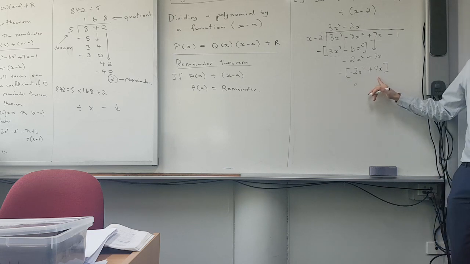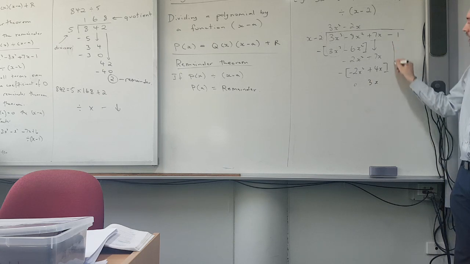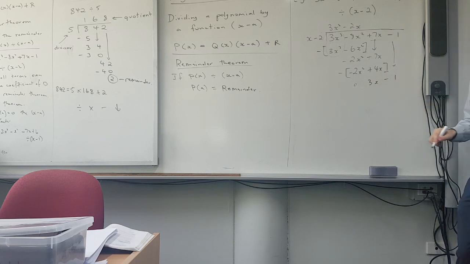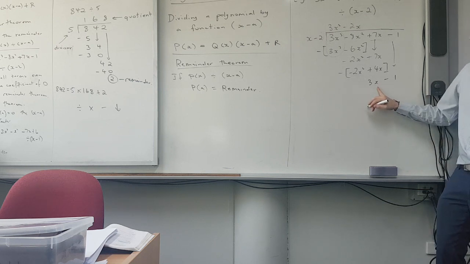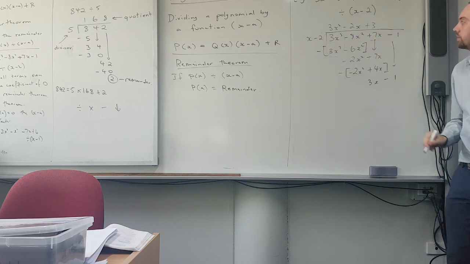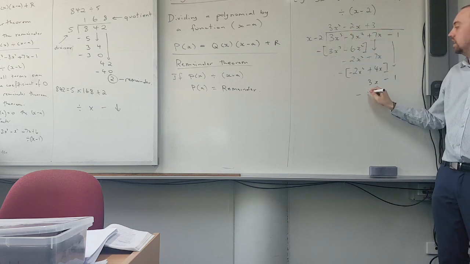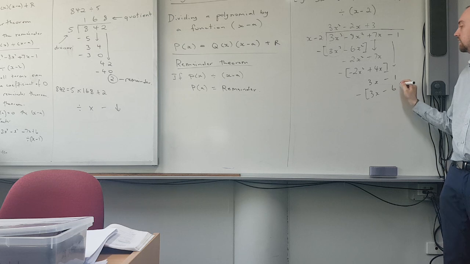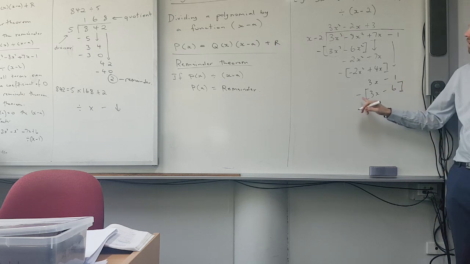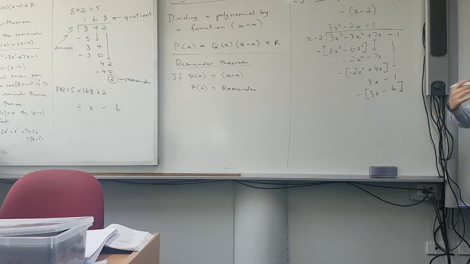7x take 4x, we get 3x, and we can bring the negative 1 down. Again, that 0 doesn't actually need to be there. 3x divided by x, plus 3. I'm going to times this again, take away 3x, take 6. Cancels the first term, which is great. What does take negative 6? Let's add 6, and so I get 5, which is my remainder.